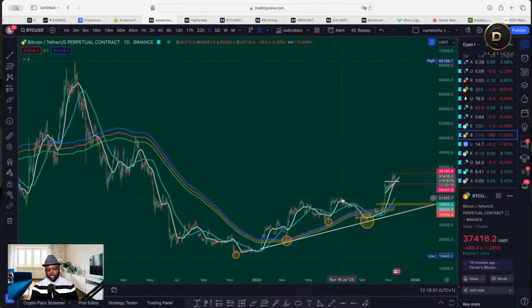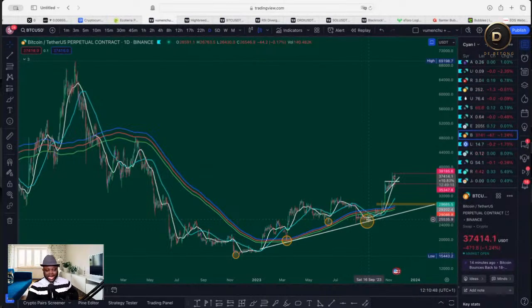But you can see here that I drew a trend line, this white trend line, and Bitcoin has bounced and respected that trend line at this zone and at this zone here, around, I think, $25,000.